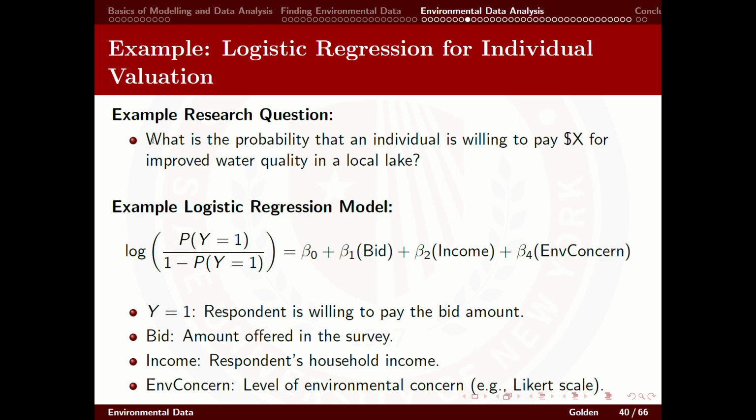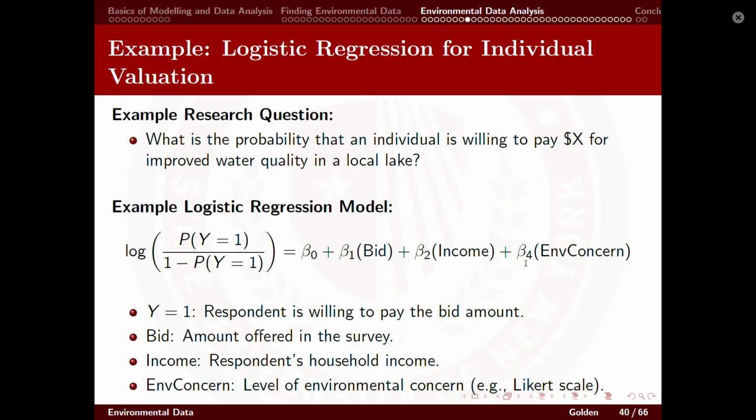Logistic regression for individual valuation. This is something someone could do as a research project. What is the probability that an individual is willing to pay X dollars for improved water quality in a local lake? So you have the log of probability y equals 1 over 1 minus probability y equals 1, equals beta 0 plus beta 1 bid plus beta 2 income plus beta 4 environmental concern. So y equals 1 means the respondent is willing to pay the bid amount offered in the survey, income is household income, and the level of environmental concern.